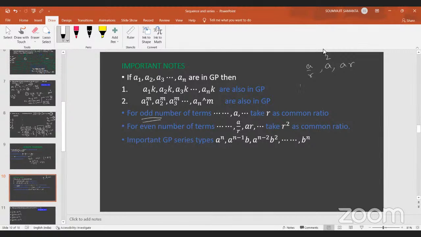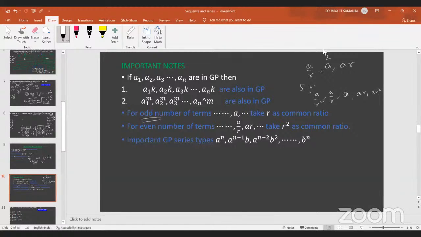Yes, sir. What about 5 terms? If there are 5, then the third term should be selected as A, and the common ratio as R. So this will become AR and AR square. And previous to A will become A by R, and previous to that will become A by R square. Yes.